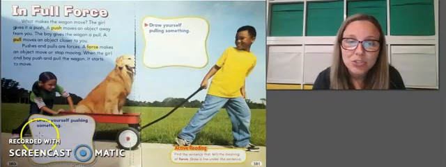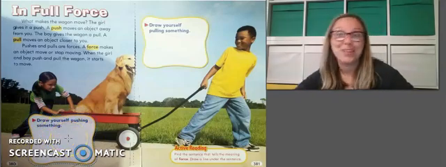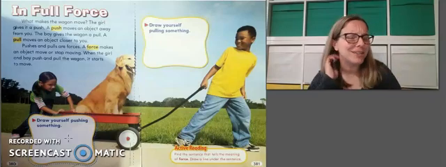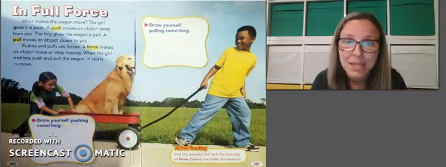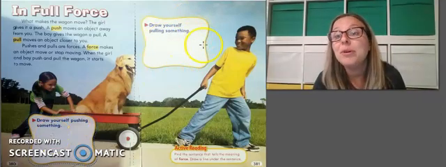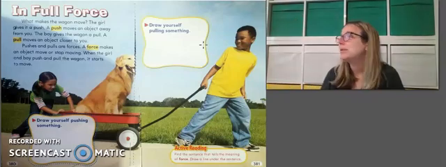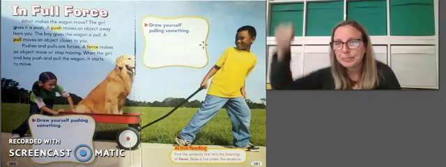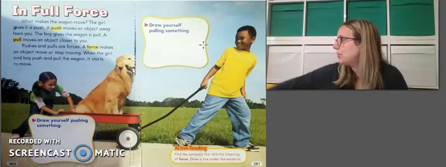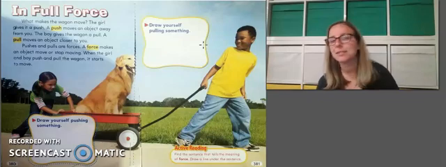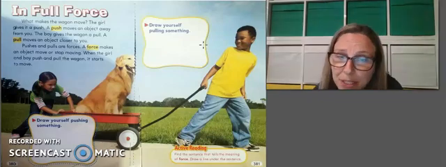So in this box, it says draw yourself pushing something. You can push a button, you can push a wagon, you can push a stroller, you can push a cart, you can push a swing. Draw a picture of yourself pushing something. And over here, draw a picture of yourself pulling something. You can pull a string or a rope. You can pull the blinds to raise them up. You can pull the wagon. You could maybe pull your brother or sister on a skateboard. You could pull a rope. You decide. Draw a picture of yourself pulling something.